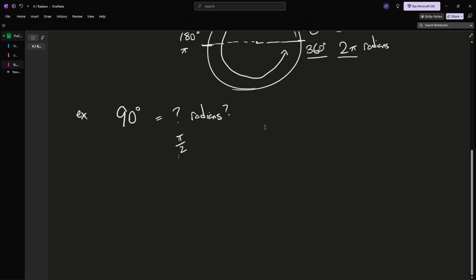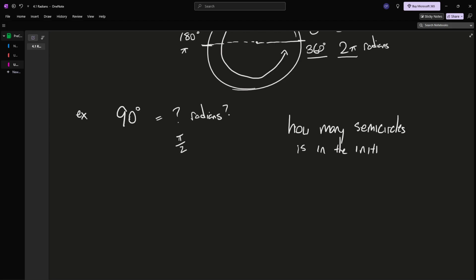So the process is actually how many semicircles, going both forwards and backwards, are in the initial value. And we'll clean this up and make more sense later. It's more concise that way, but I want to say it in a way that is kind of easy to understand at this moment.